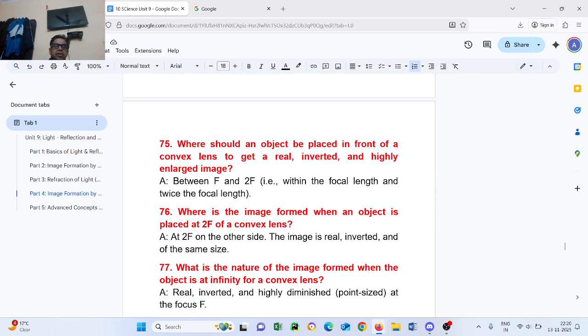Question number 75. Where should an object be placed in front of a convex lens to get a real, inverted and highly enlarged image? Between f and 2f, between the focal length and twice the focal length. Question number 76. Where is the image formed when an object is placed at 2f of a convex lens? At 2f on the other side; the image is real, inverted and of the same size.